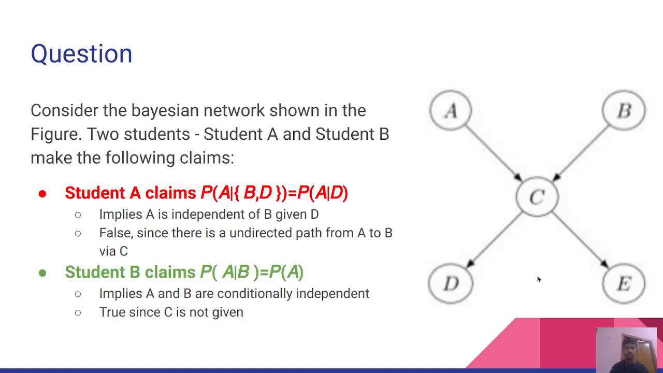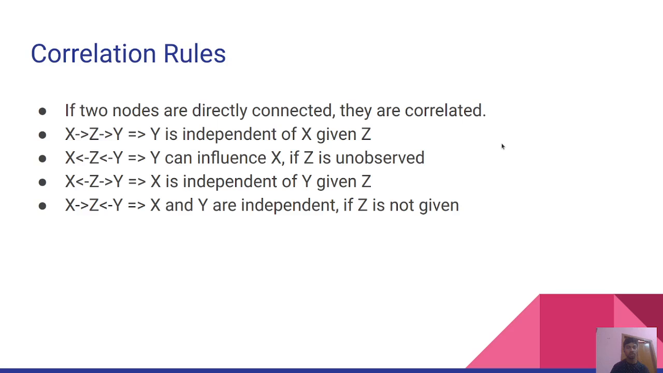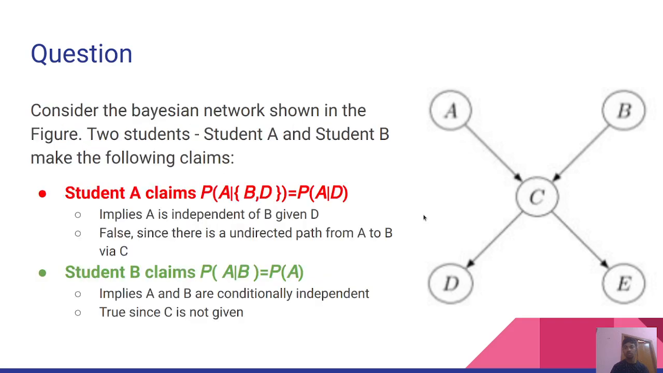So here basically what is happening is that C is not given. In this case they are independent, because in the rule you can see that X and Y are independent if Z is not given. So if C is not given, then it will be independent.